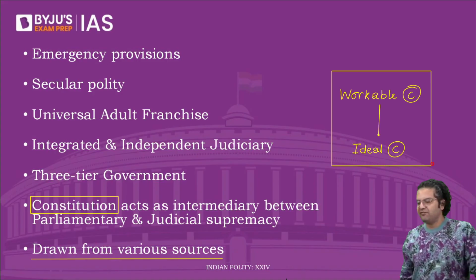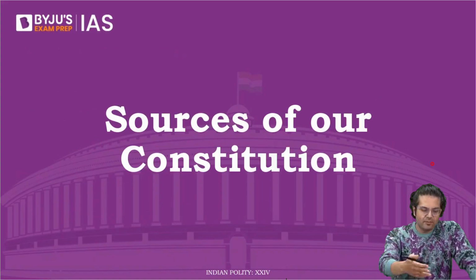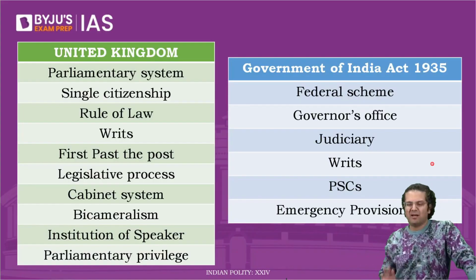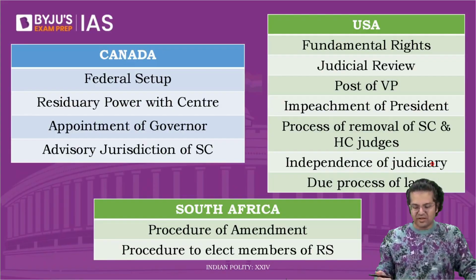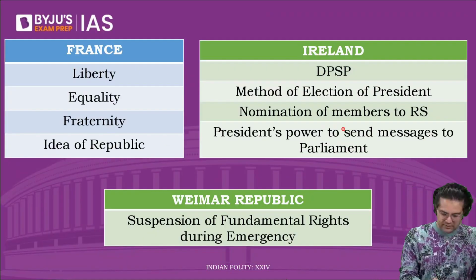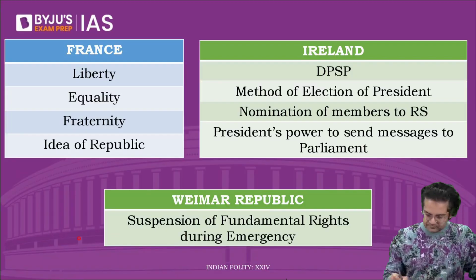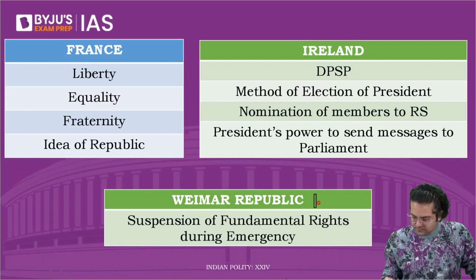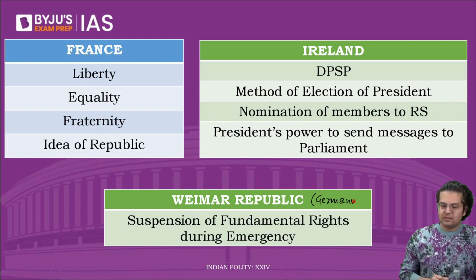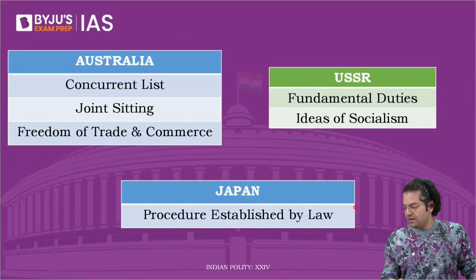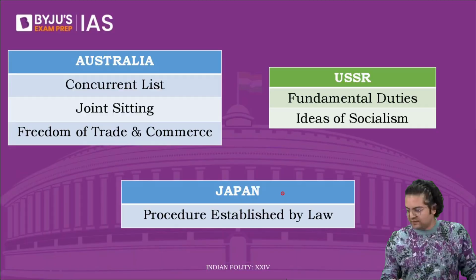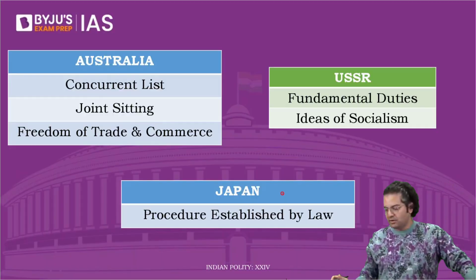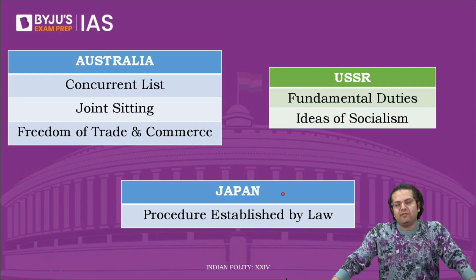And yes, we have borrowed it from various sources. You can see here from UK, from Government of India Act. You have to mug up all these things. From Canada, from USA, from South Africa, from France, from Ireland, from Weimar Republic. This is basically Germany. Then Australia, Soviet Union, Japan. Yes, you have to mug up all these things, important. And that is all as far as polity and constitution is concerned.